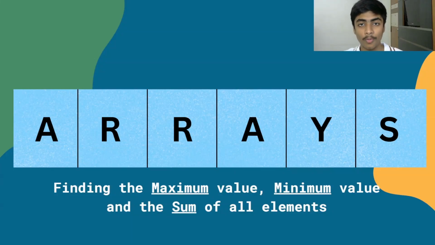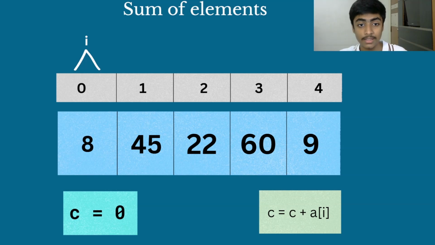In this video, we're going to learn how we can find the sum of all the elements in an array. Now this is pretty simple, so you can probably do it on your own. Right, so as you can see, I made this array over here, which has 5 elements: 8, 45, 22, 60 and 9.